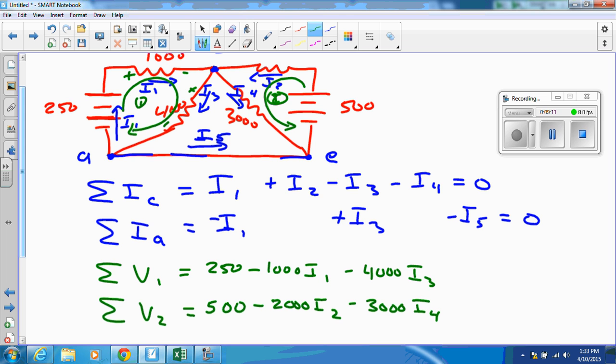It would have made more sense for you to call this one I3 and that one I4 to go with the resistors. Oh, well. Sorry. And all of those, by the way, add up to 0. Did everybody get that? Good. Okay. Well, we've got 5 variables, but only 4 equations. We need another loop, and that other loop is going to be here. So here's our loop number 3.